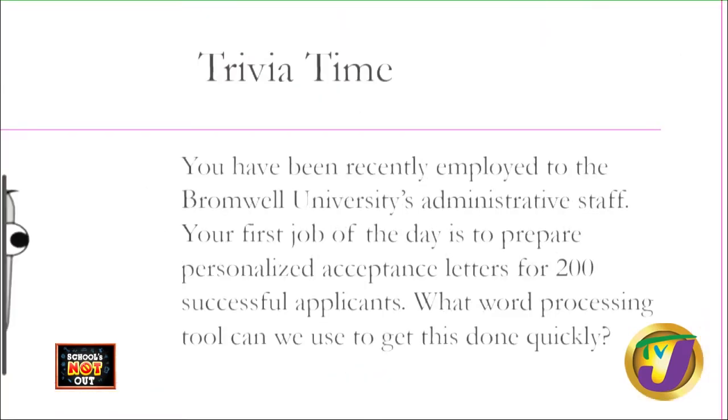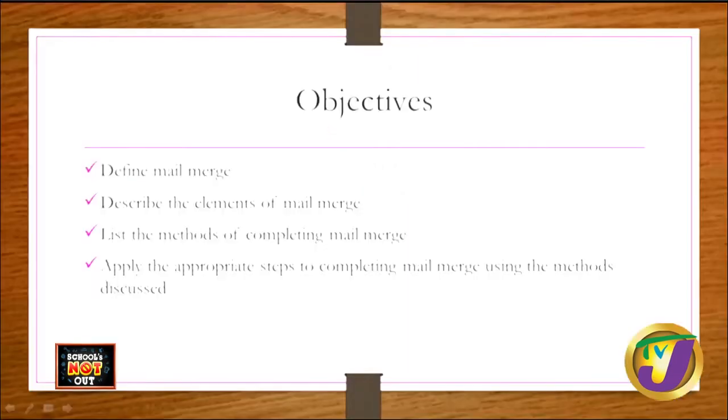Are we going to copy and paste? Maybe type the letter once and then copy and paste 200 times? Or what feature have you been exposed to that can help us to do this quickly? Now, this feature we refer to as mail merge. So let's get started with our objectives.